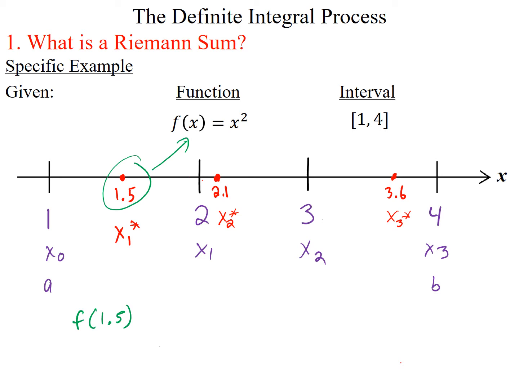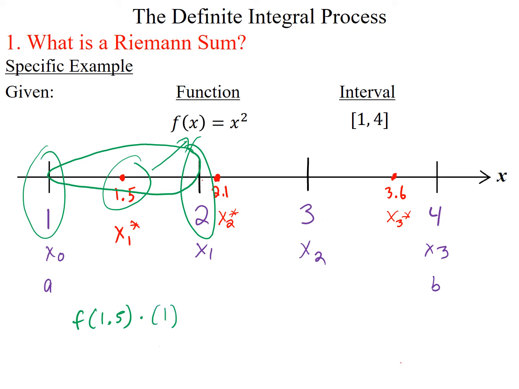So the length of this interval, how long is it? What is delta x? We already calculated it, but just to remind you, if you want to find the length, you can just subtract the numbers. So I just subtract the 1 and the 2. You're supposed to do the right one minus the left one. 2 minus 1. So the length is 1. So it's going to be f of 1.5 and then times 1. And you do that for every subinterval.